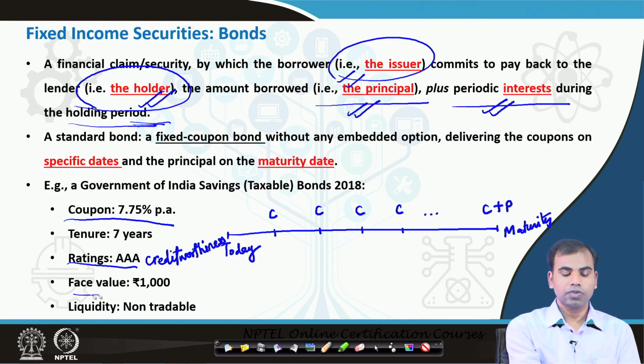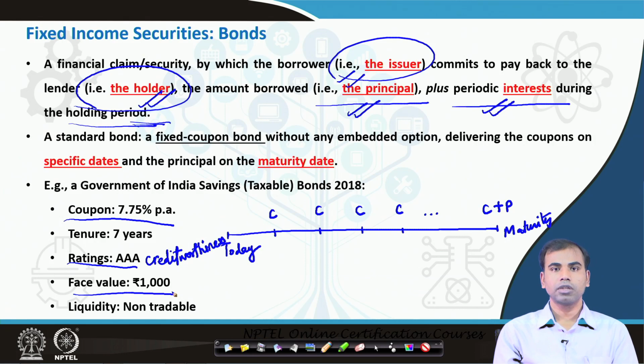This bond has a face value of 1000 rupees and liquidity is non-tradable, which implies that this bond cannot be traded in the market. So, once you buy that bond, or once you invest your money in this bond, you cannot trade it or you cannot transfer it to someone else unless specified in advance.